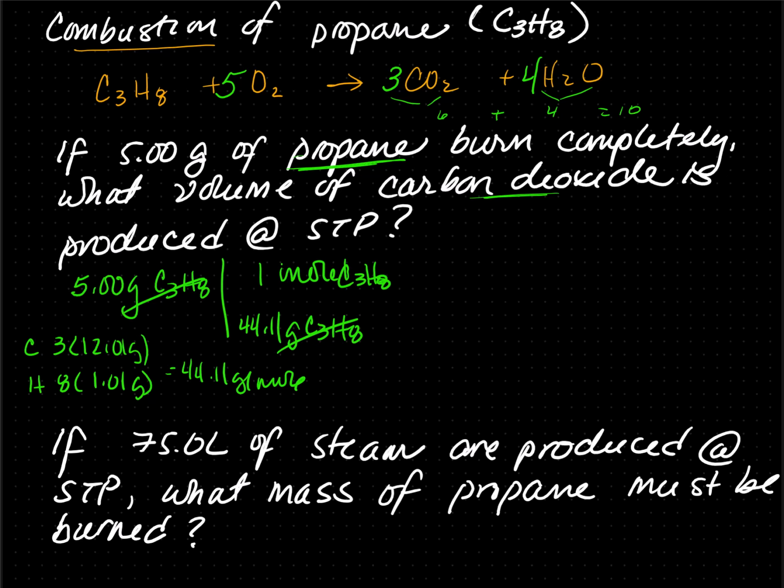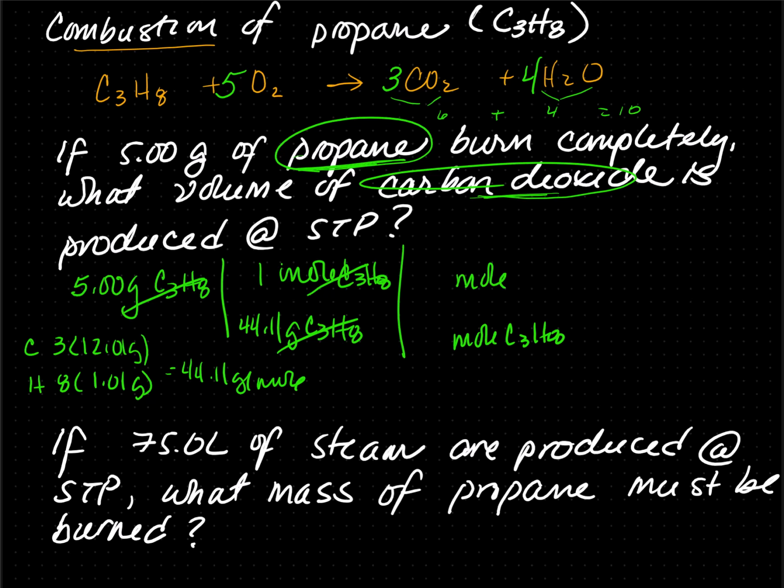If I stop here, I'm at moles of C3H8. So I go again. Diagonals have to be the same. This has to be moles of C3H8. Since I am going to a different element and compound, from propane to carbon dioxide, I know I need to do mole ratio because this is the only time I could change my element or compound. The numbers in front are the mole ratio, which is the coefficients. The number in front of CO2 is 3. The number in front of propane is 1. Diagonals cancel out.